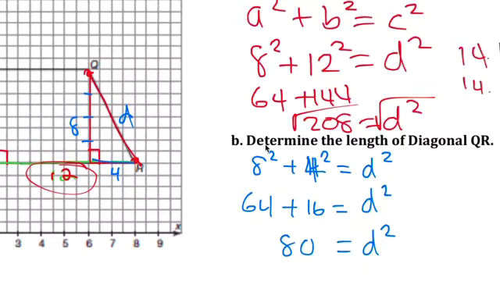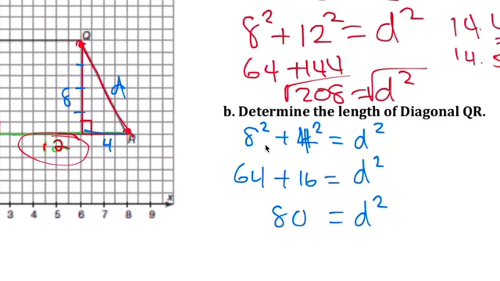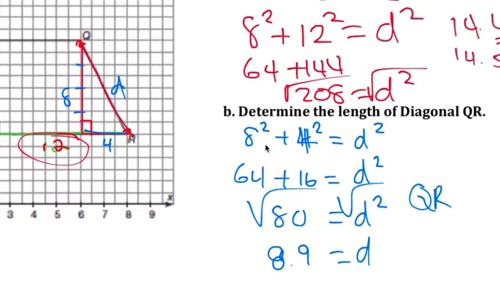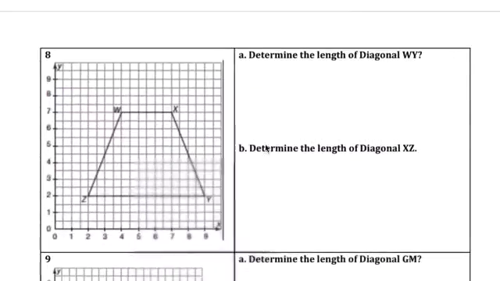Let's get a calculator to find the square root of 80, which is probably 8.9 because 81 is 9, so the square root of 80 is 8.9. Yep, square root of 80 is 8.94, so it stays 8.9 as the diagonal. QR is 8.9.